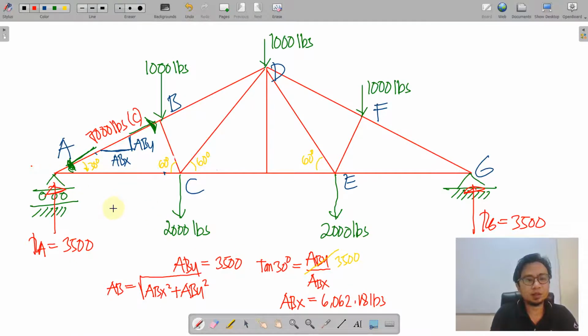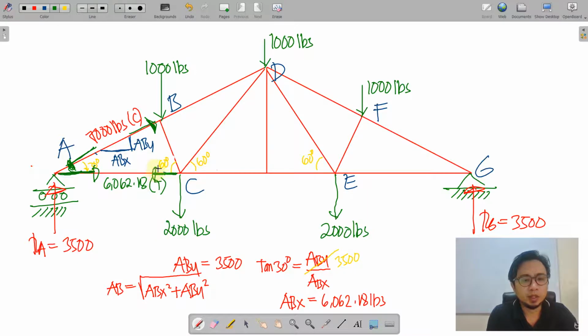So we need to counter that, and there will be no other force member to counter that than AC. So ABX now will be countered by an equivalent value of AC, which is also equal to 6,062.18, and that should be a tensile force.